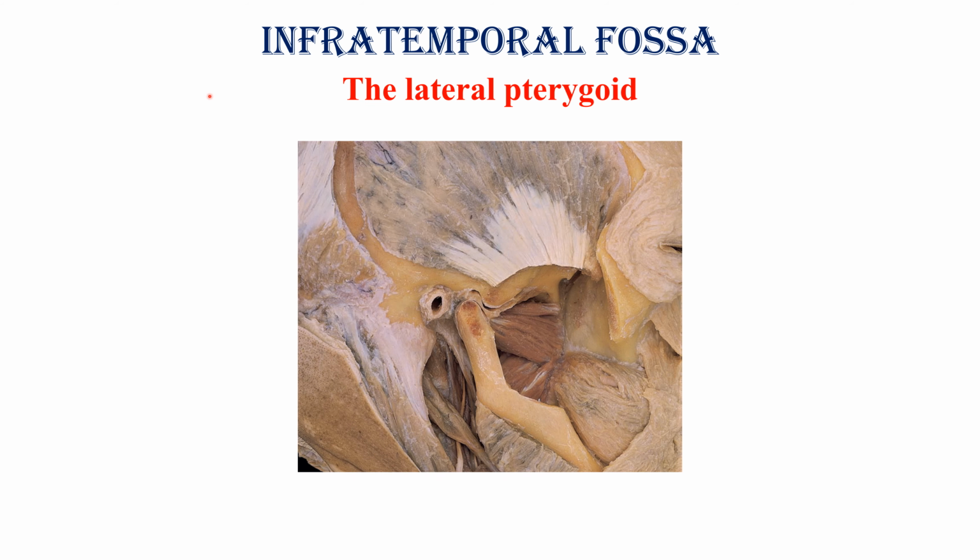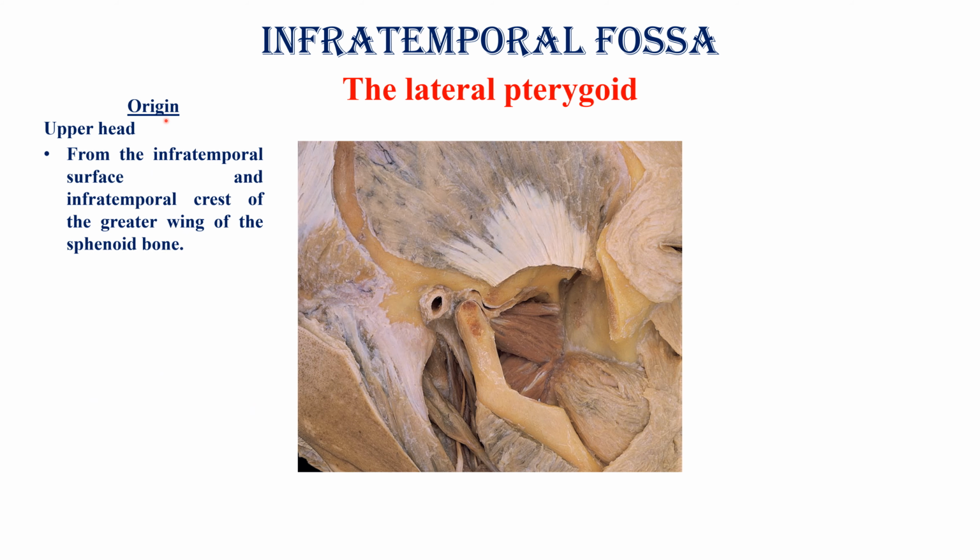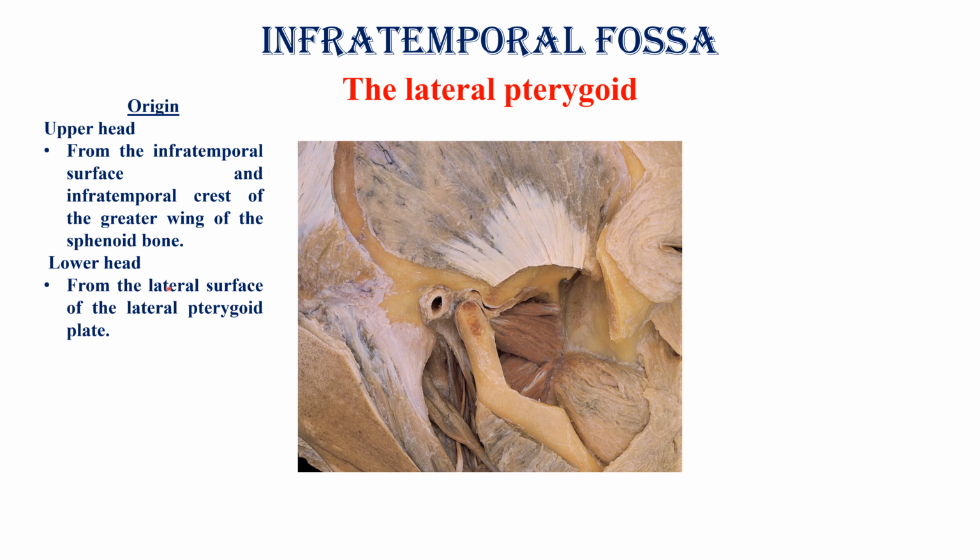The lateral pterygoid, which is the second muscle found inside the fossa with the medial pterygoid. The origin is by two heads: an upper head from the infratemporal surface and infratemporal crest of the greater wing of the sphenoid, and the lower head, which takes origin from the lateral surface of the lateral pterygoid plate, having superficial to it the superficial head and deep to it the deep head of the medial pterygoid.